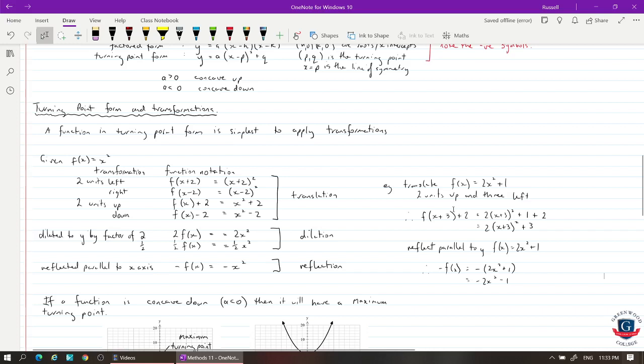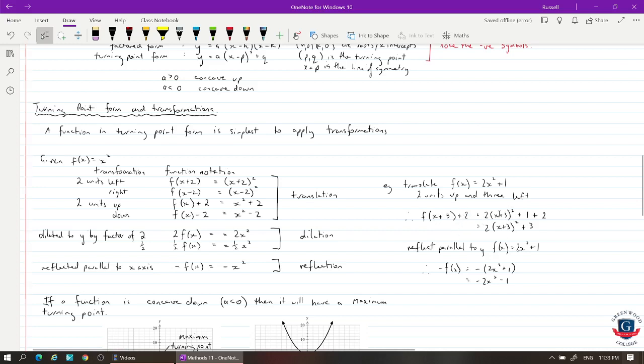Let me start again. What we're saying is that f of x is 2x squared plus 1. If we want to move this function 2 units up and 3 left, we would do this to it. Wherever we've got x, we're going to change it into x plus 3, and then we're going to put 2 on the end of the function.